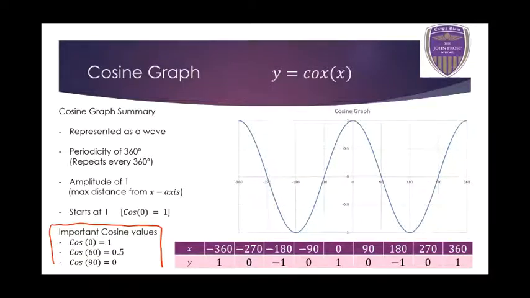And then cos of 90 is 0. Okay, so cos of 0 is 1, cos of 60 is 0.5, and cos of 90 is 0. Now let's compare the sine and cosine graphs.